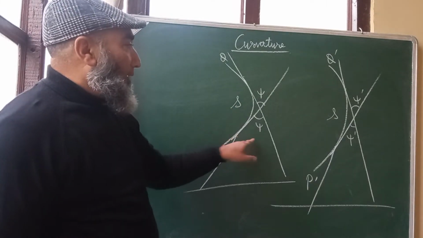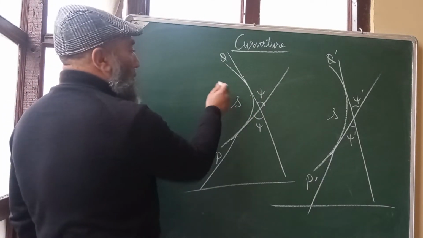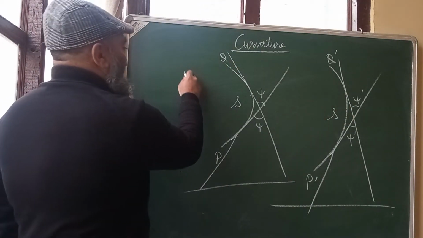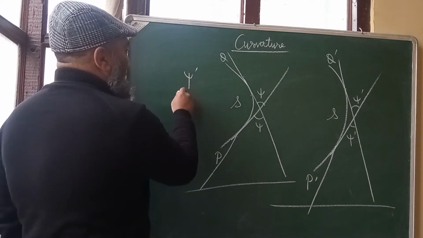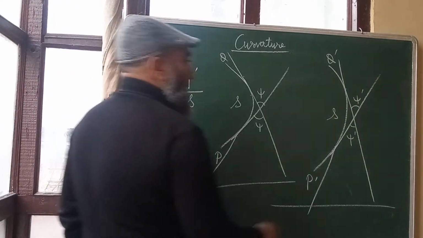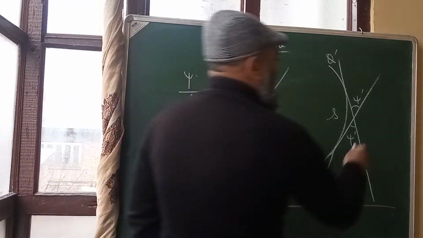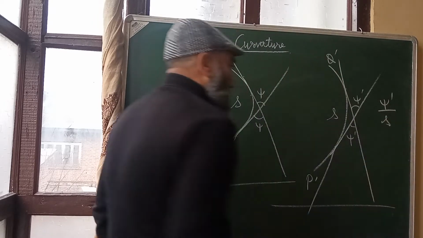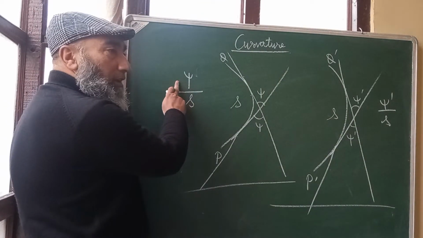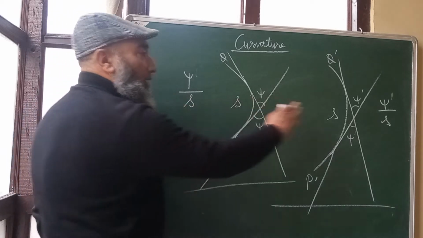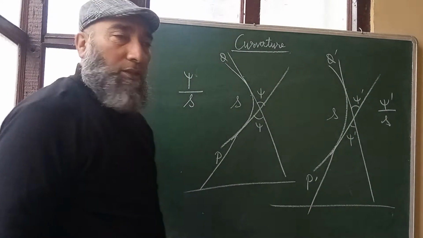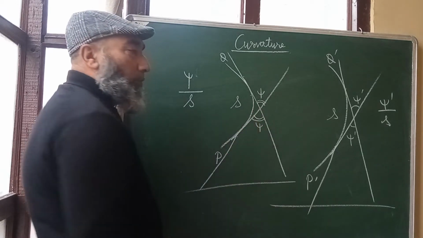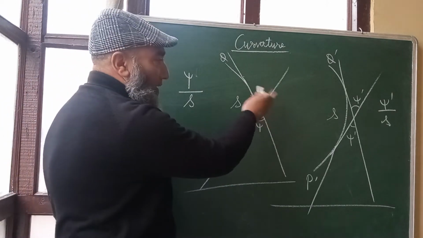So we say this curve has more curvature than this curve, and we say the average curvature of this curve is psi by s, and the average curvature of this curve is psi dash by s. So the greater the psi, the greater will be the curvature, because s is fixed. Curvature depends on this angle psi.